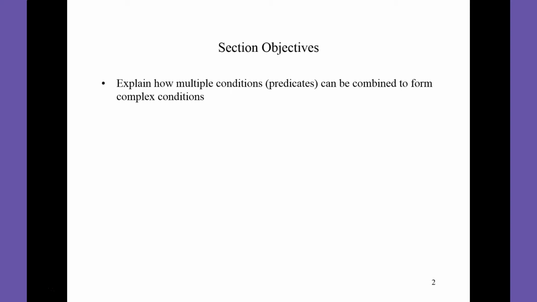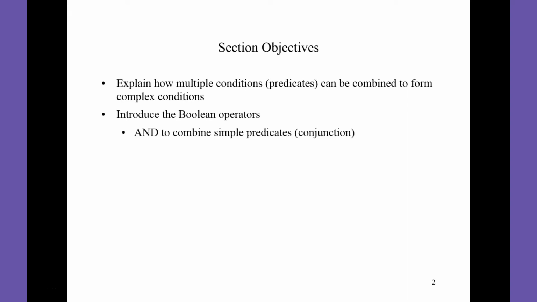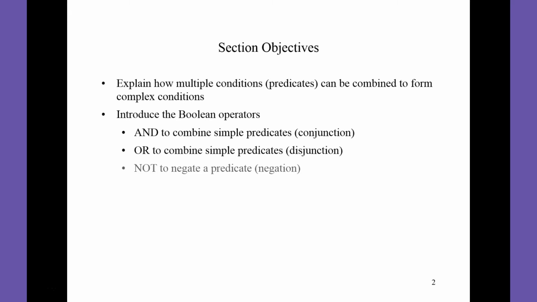So the objectives of the lecture focus on explaining how multiple conditions or predicates can be combined to form complex predicates. To achieve this, we'll introduce the Boolean operators. This actually should not be an introduction to these operators, but should be review based upon your experience in programming languages. So we'll talk about AND, which is used to combine simple predicates using what is referred to as conjunction, or OR, which combines simple predicates with disjunction. And finally, NOT will take a predicate and negate it, the concept of negation.